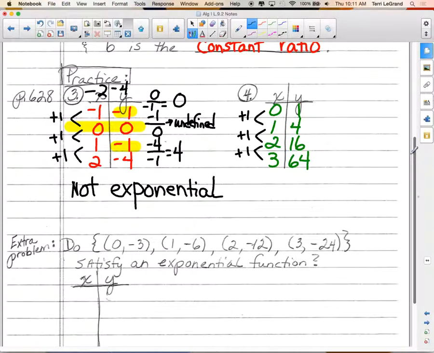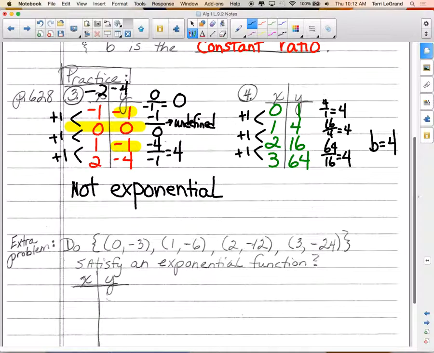So we're going to do 64 over 16. What's that? 4. And 16 over 4 is 4, and 4 over 1, of course, is 4. So we do have a constant ratio. What do we call that in a geometric sequence? r. In an exponential function, we call it b. So we just found our b value. b equals 4.